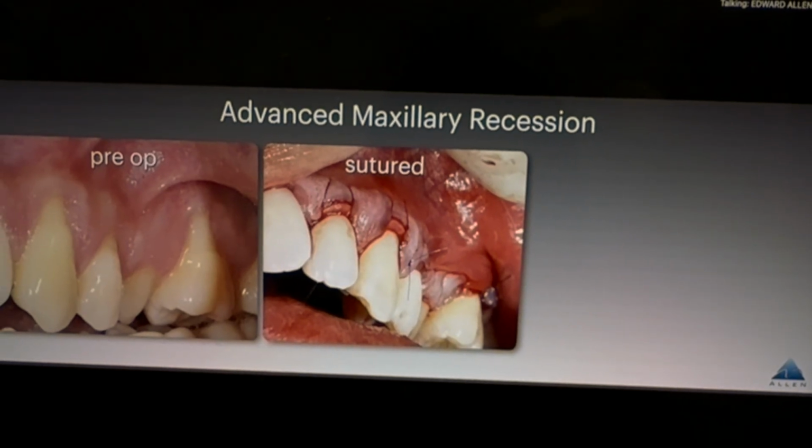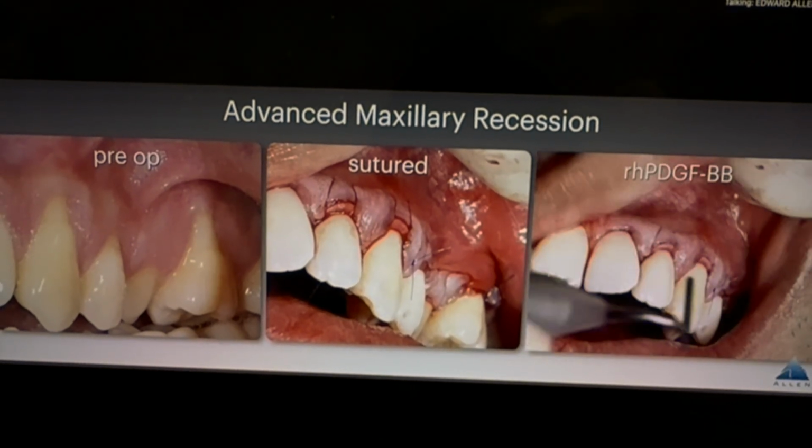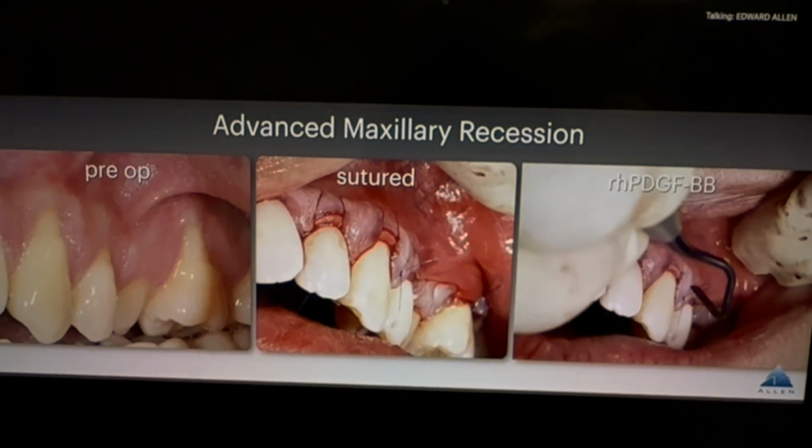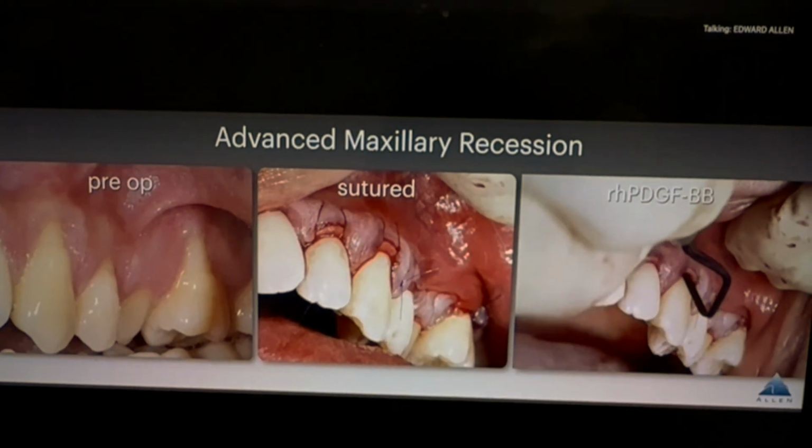It survives quite well. And now I'm applying the recombinant PDGF-BB, and I want to apply it between the graft and the root.